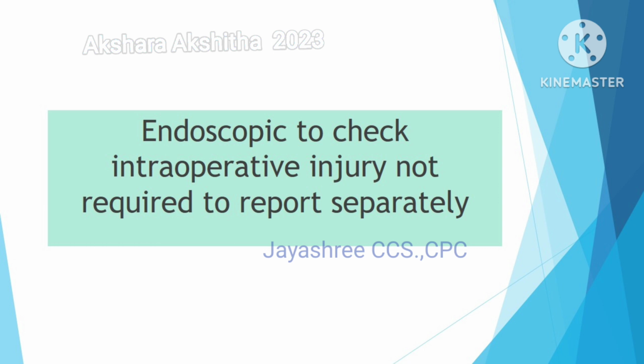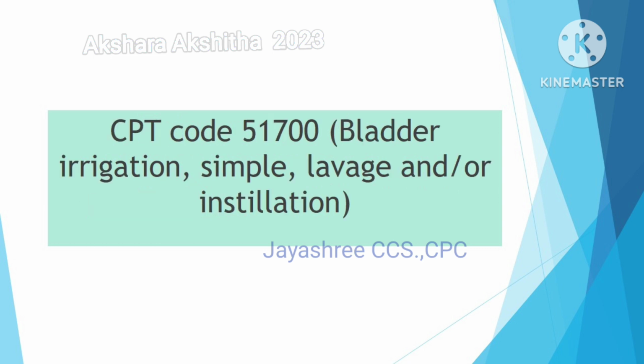Then 51700 is the CPT code for bladder irrigation, simple lavage or instillation. We should not report that code separately if it is for access or visualization of the urinary system. So irrigation procedures are always included in the global package. We should not report them separately. The code is 51700.